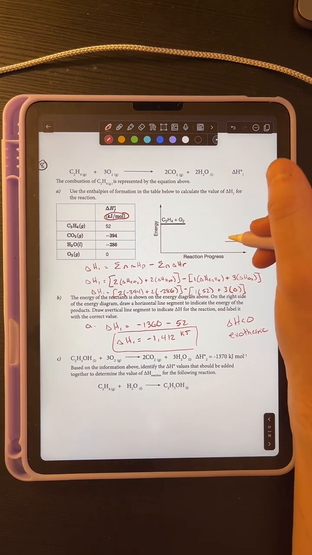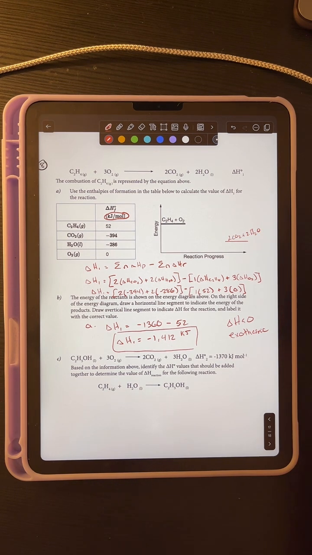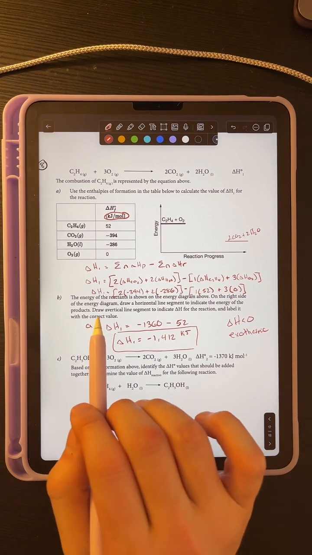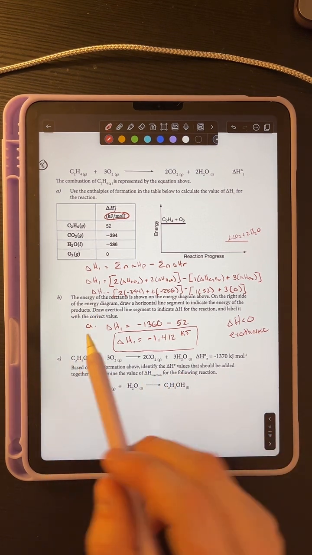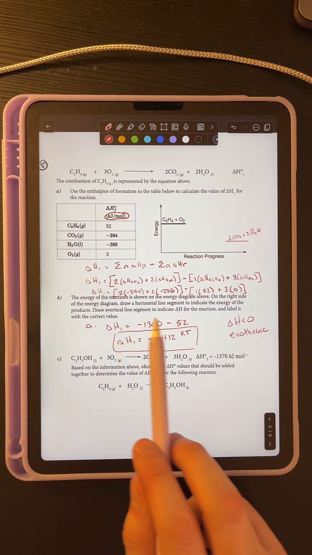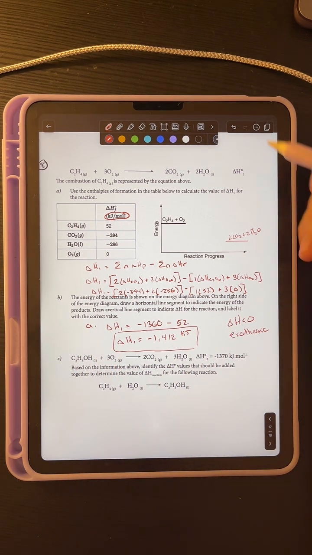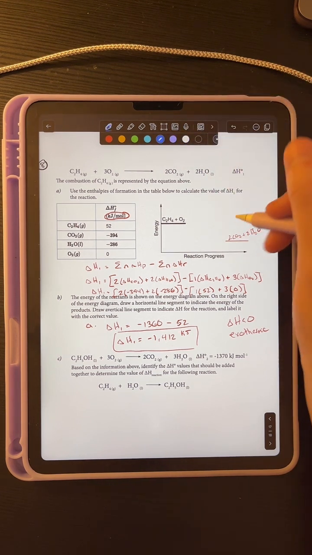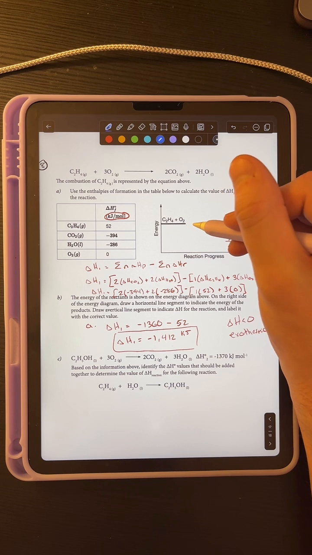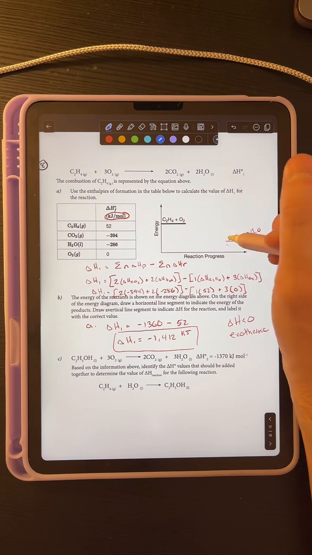Now, it doesn't say that you have to put your products, but if you wanted to, you could put 2CO2 plus 2H2O. That way they know you have your products right there. Don't forget, though, there is a second part to B. Sometimes people forget that you have multiple parts to a question. Draw a vertical line now to indicate the delta H for the reaction and label it with the correct value. So remember, delta H is the difference in height and energy between our products and our reactants.